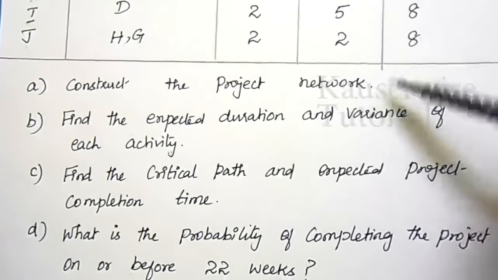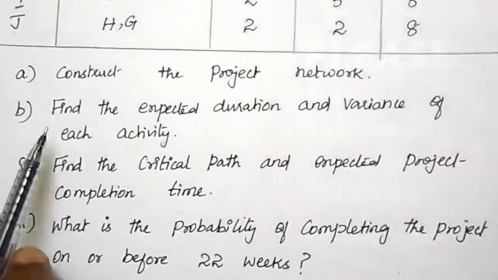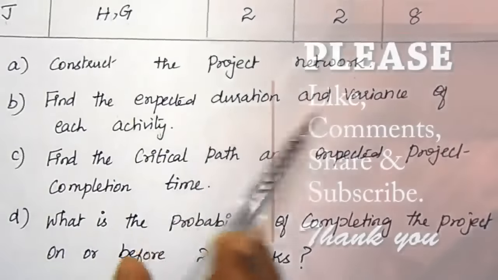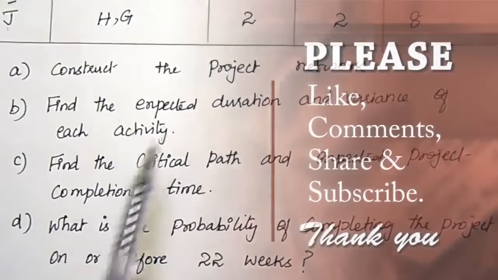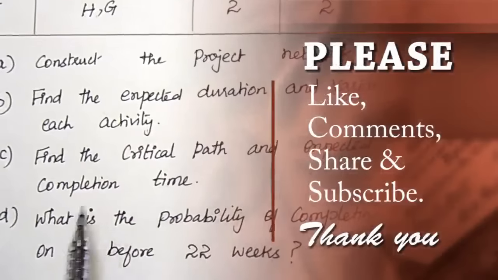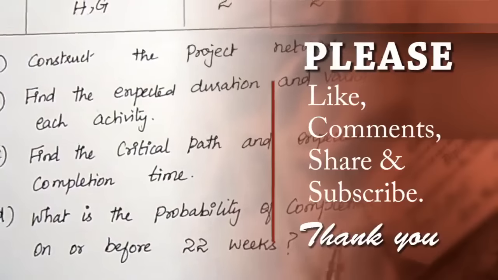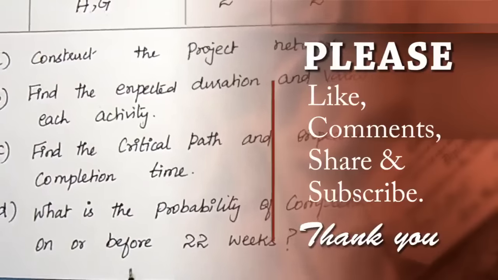Look at the problem. So far we have done these things. The first one is construct the project network. Second one, find the expected duration and variance of each activity. Third one, find the critical path and expected project completion time. And the last one, what is the probability of completing the project on or before 22 weeks?